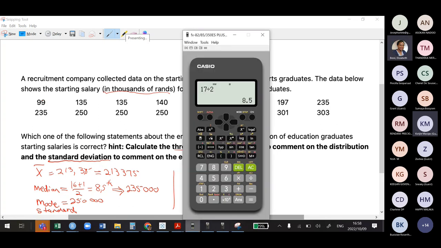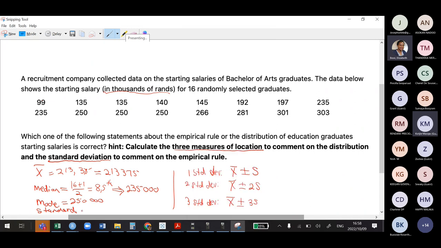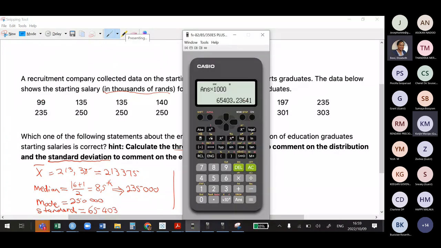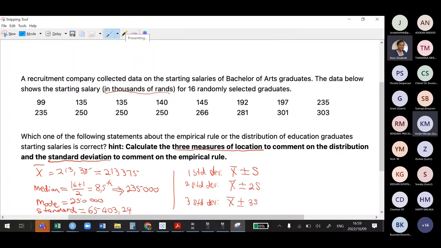The standard deviation, we go back to our calculator and calculate our standard deviation, shift stat 4, and our standard deviation is 65. We need to multiply that by 1,000, which gives 65,403.24. Now calculating the one standard deviation, you can calculate it manually or you can calculate it using your calculator.